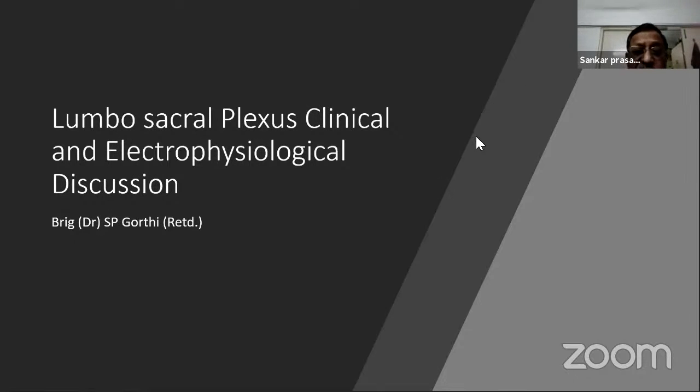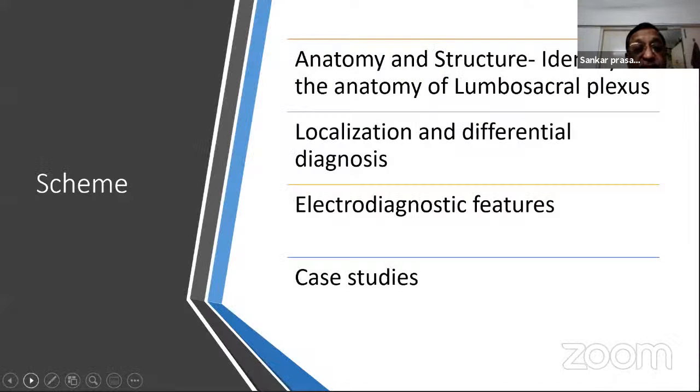Good evening, students. Today we'll be discussing the lumbosacral plexus, mainly the clinical and electrophysiological aspects. We'll have some interactive questions, and I'd appreciate it if you can answer them. There are about 25 of them. This will help us understand each other and also understand the lumbosacral plexus better.